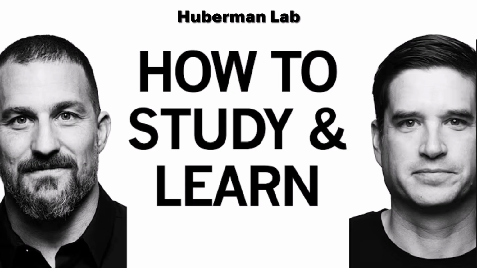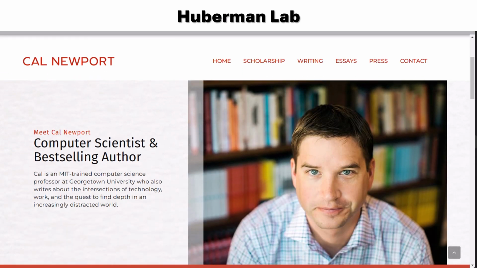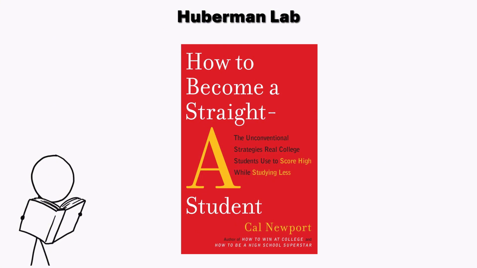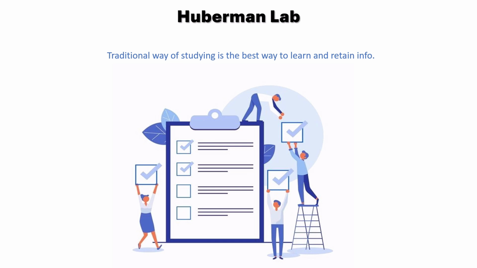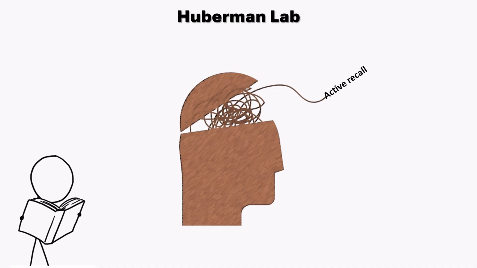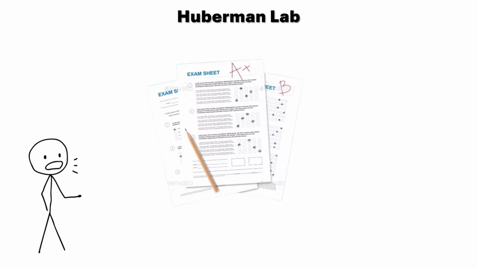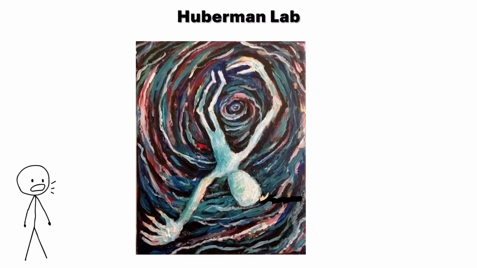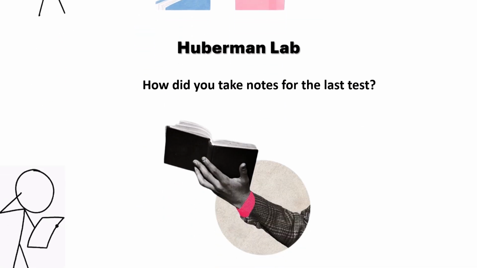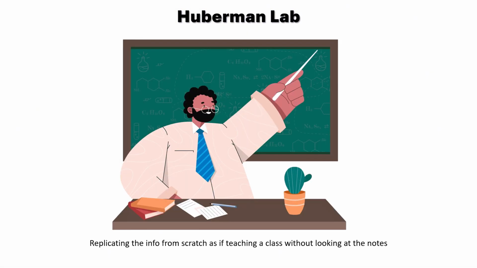In one of the episodes, Andrew Huberman welcomed Cal Newport, a renowned computer scientist and author of How to Become a Straight-A Student. In that book, Cal advocates that active recall is the best way to learn and retain information. Dr. Cal gathered students who have straight A's and who don't seem completely ground out. The protocol was: how did you study for the last test? How did you take notes for the last test? The core idea was replicating the information from scratch as if teaching a class, without looking at the notes.